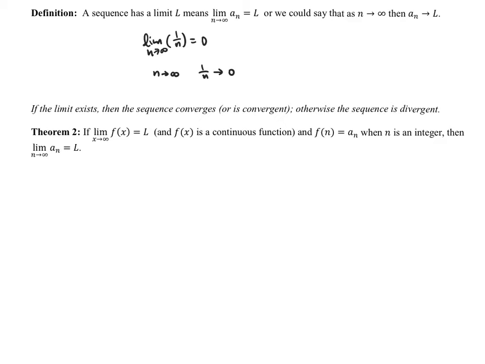So Theorem 2 says the following. If the limit as x approaches infinity of f of x equals L, this is our function f of x, not our sequence, and f of x is a continuous function, and f of n is equal to a sub n when n is an integer, then the limit as n approaches infinity of a sub n equals L.